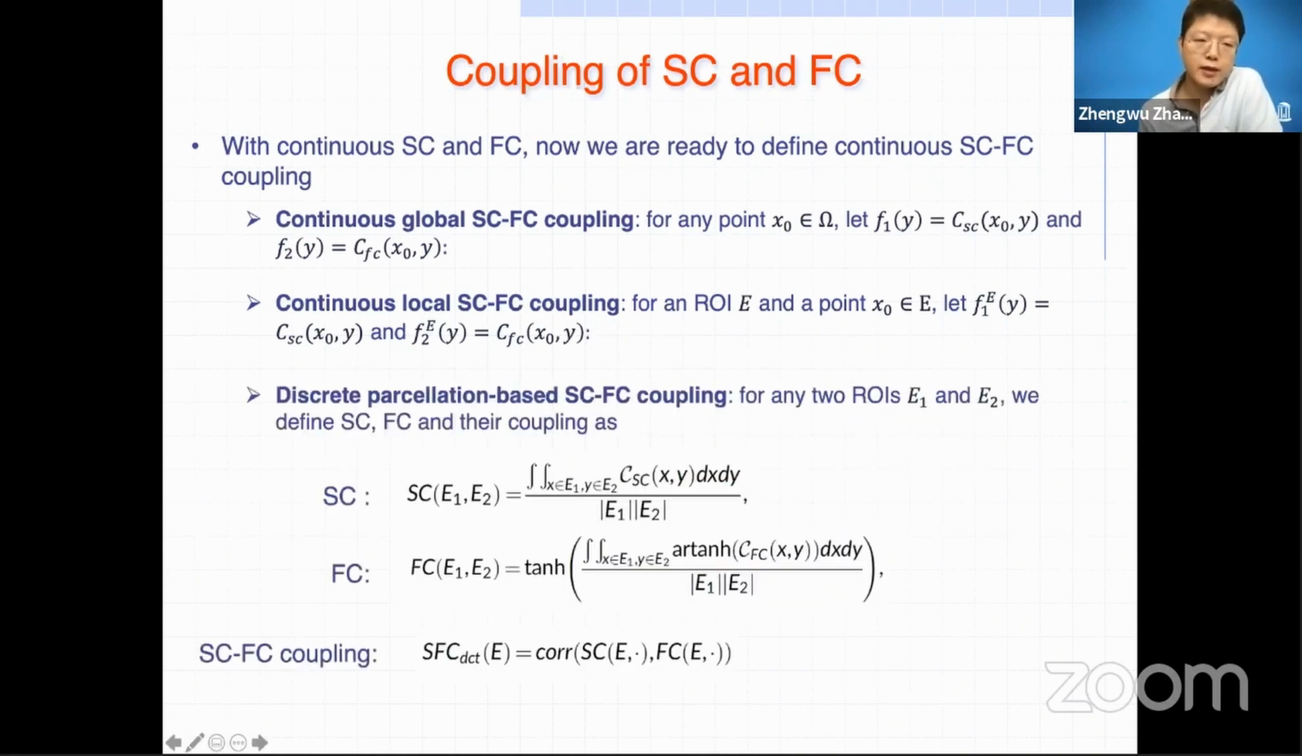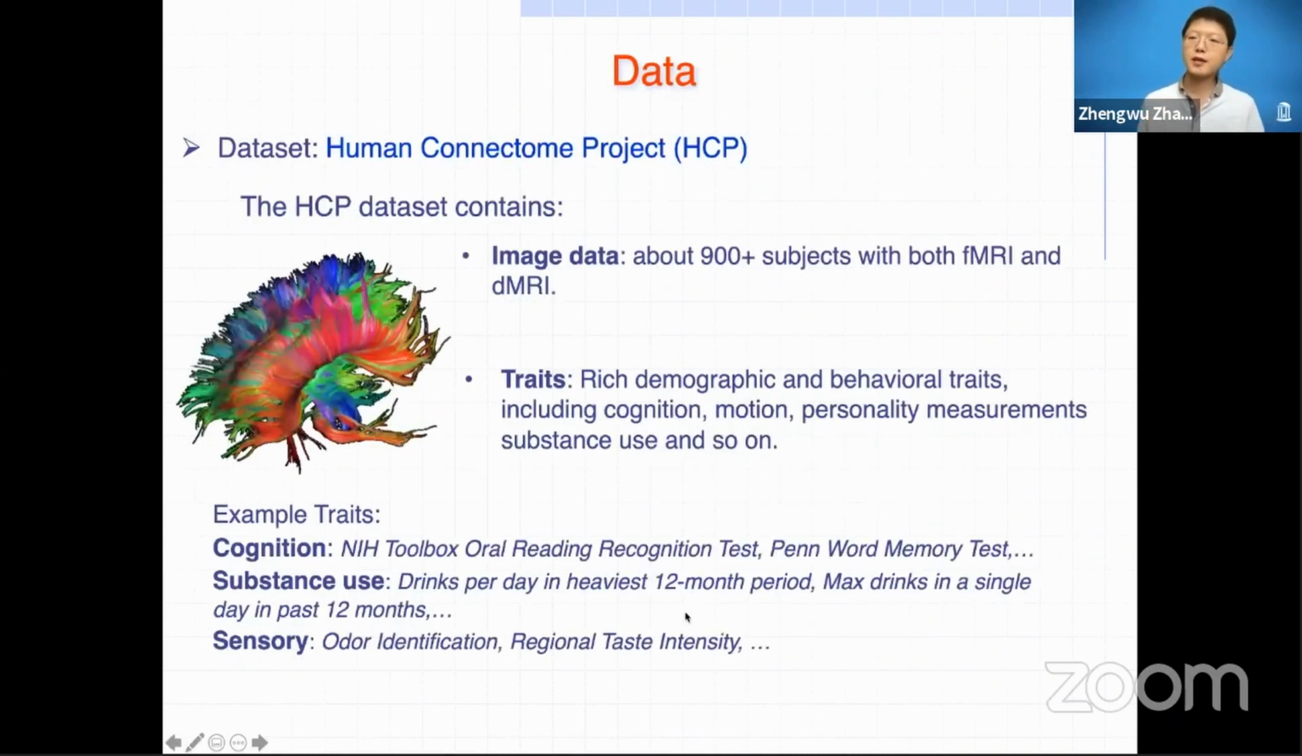We can also define discrete oscillation-based functional connectivity and structural connectivity and the coupling by some integration and correlation calculation. We're using the Human Connectome Project data to do a validation study. We have pre-processed 900-plus subjects, but the results I presented are based on only about 100 subjects.